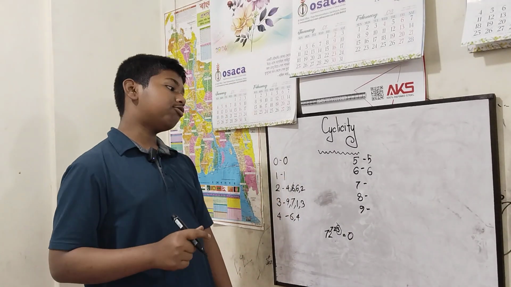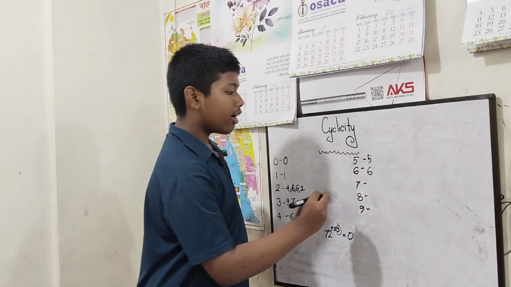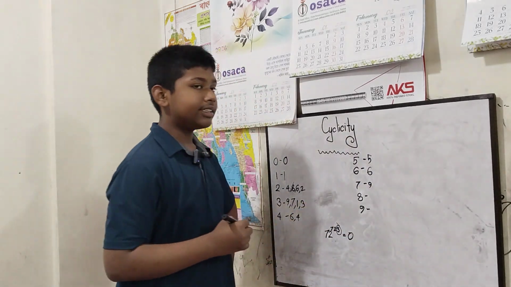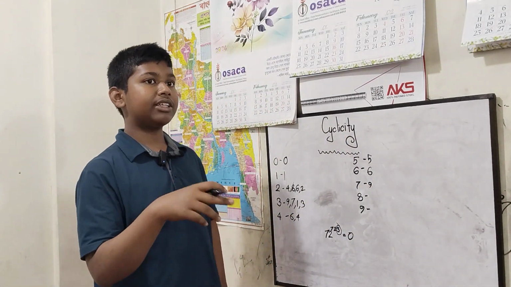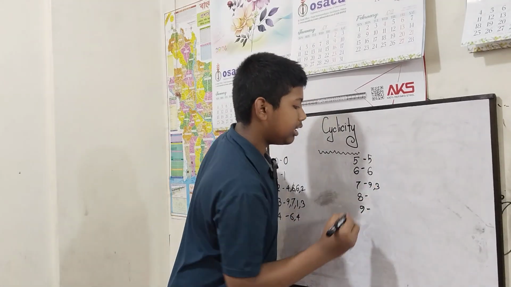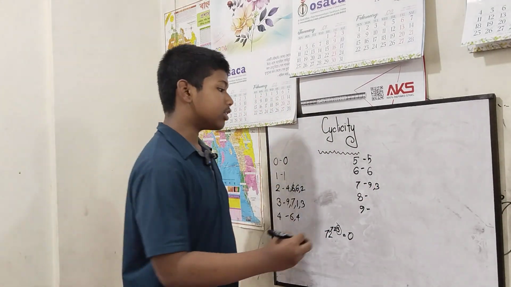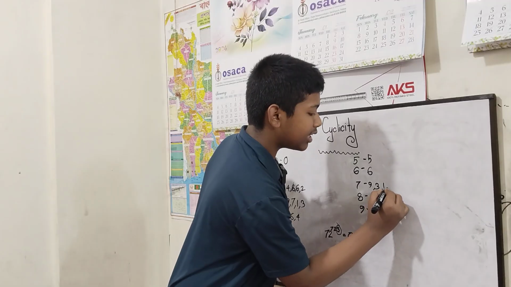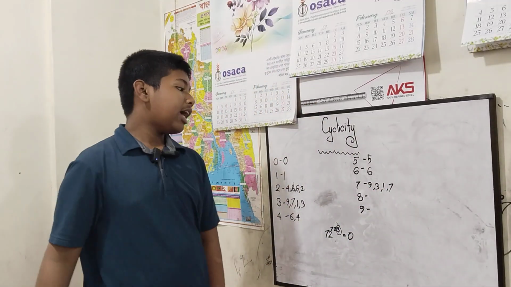7, now we have a difference. 7 square is 49, and 7 cube is 49 multiplied by 7. You guessed it, 343. So we have 3, and 3 times 7 is 21. So we have a 1 and then a 7 again, and it repeats all the time.